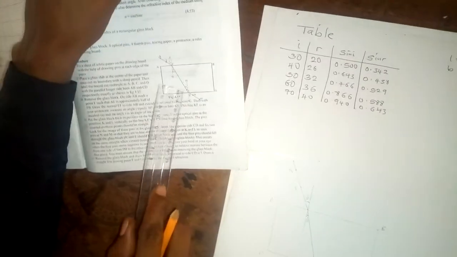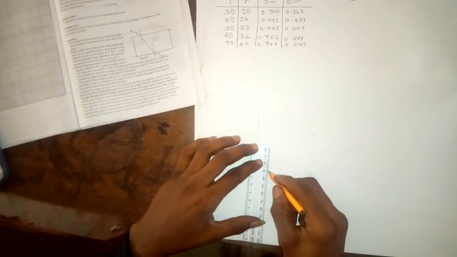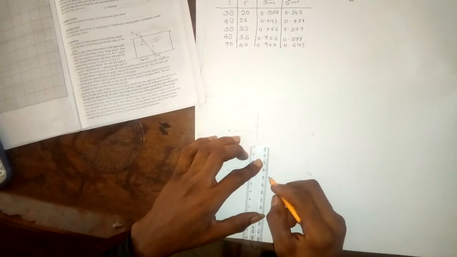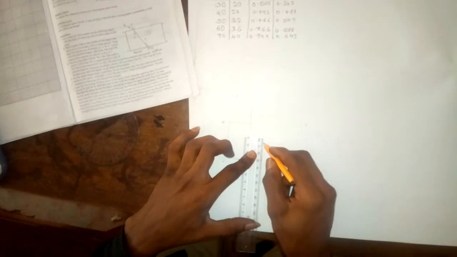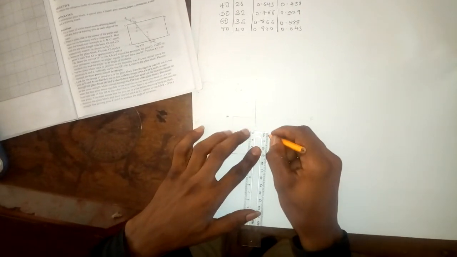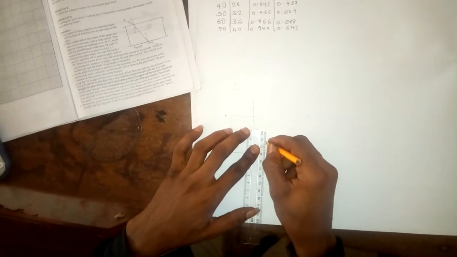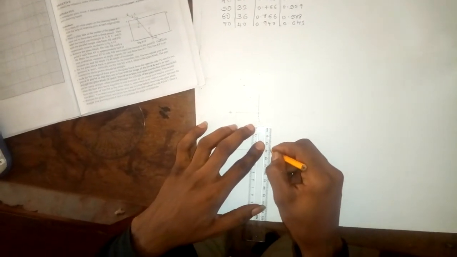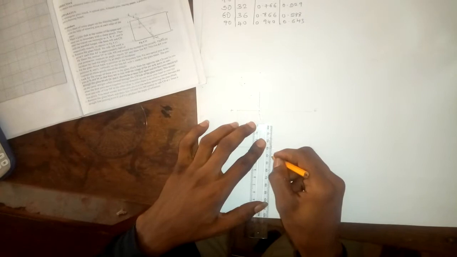Now what is left for us is to draw our emergent ray. So that's the next thing to draw, our emergent ray. You can see that this is a dotted line, so we don't necessarily need to draw it, but we can still draw. To be able to draw our emergent ray, we create a normal here. Let me use a dotted line to create that normal. Sometimes I call it an imaginary normal.